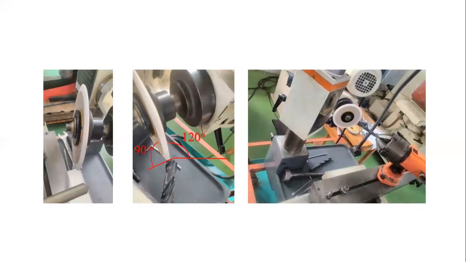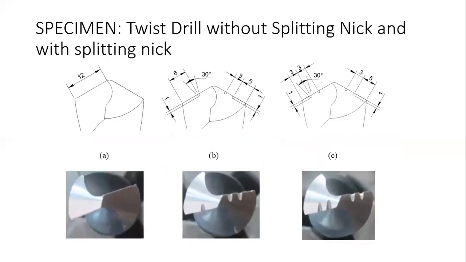The figure is the actual setup at the universal grinding machine to prepare the grinding wheel and the grinding process to make splitting nicks on the cutting lips of the twist drill. Specimen twist drills without splitting nick and with splitting nick. This figure shows the modification result of the variation in the number of splitting nicks in the drill bit.